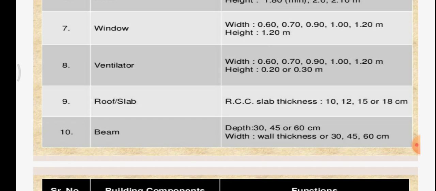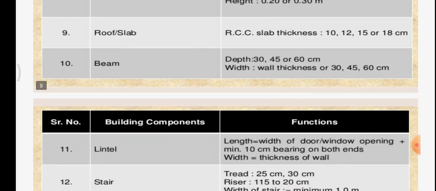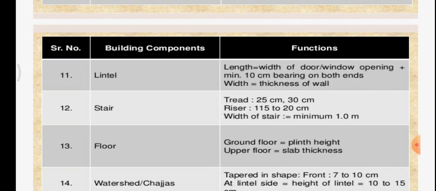Roof slab, the slab thickness is 10, 12, 15 or 18 centimeter. Now the beam depth is 30, 45 and 60 centimeter. Width is the wall thickness, 30, 45 and 60 centimeter. Lintel length is the width of the door or window opening plus minimum 10 centimeter bearing on both ends. Width is the thickness of the wall.